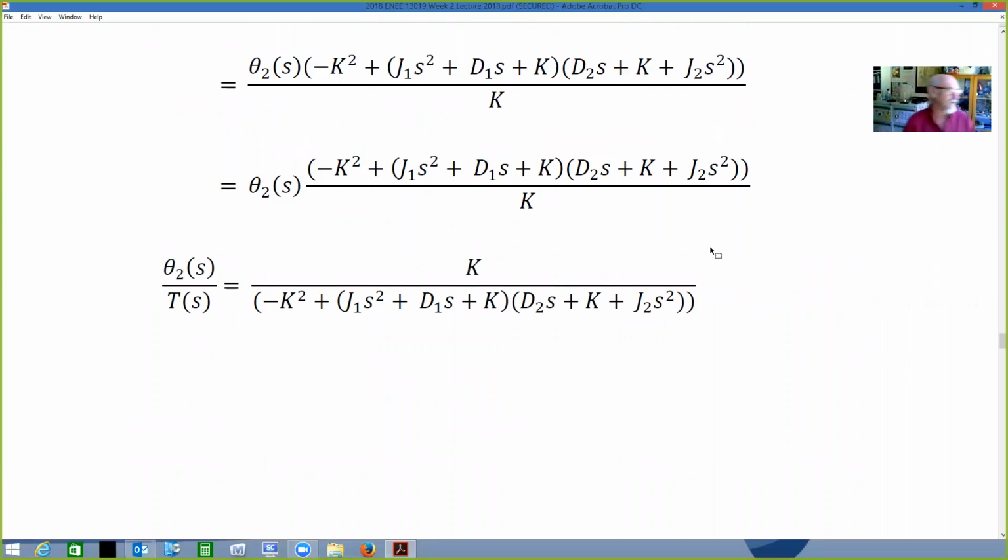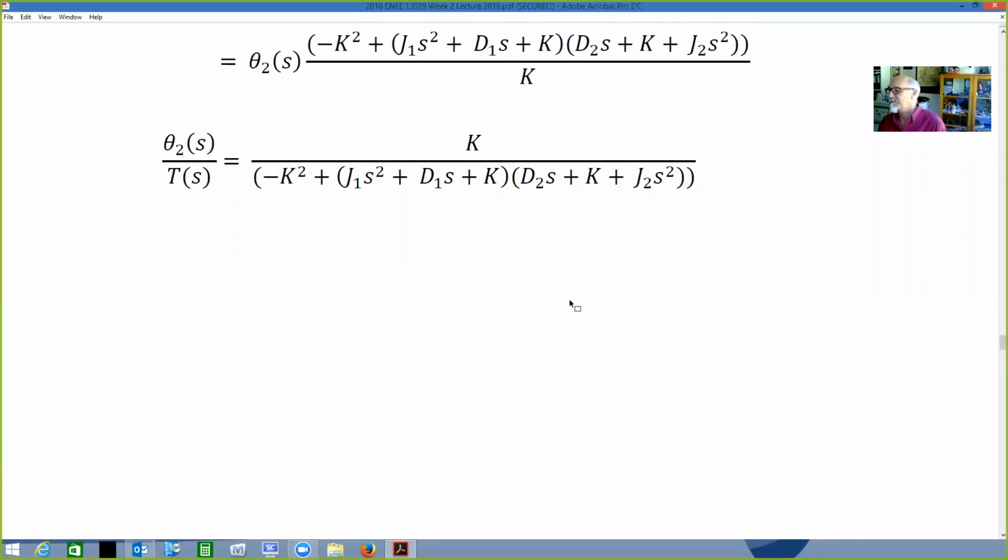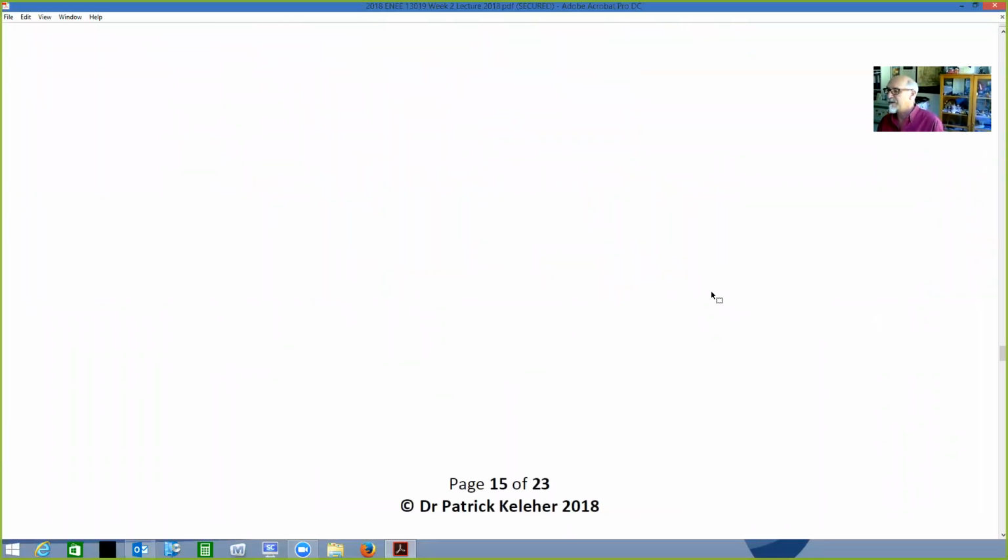We are able to define that particular transfer function. Now we can also define another transfer function, for argument's sake, of θ1 over T of S. It just depends what you're concentrating on. Here you're asked to do θ2 over T of S. So keep that in mind. So now we can analyze that in the frequency domain and define some of the processes that are going on and the effects that that might have on that particular device.